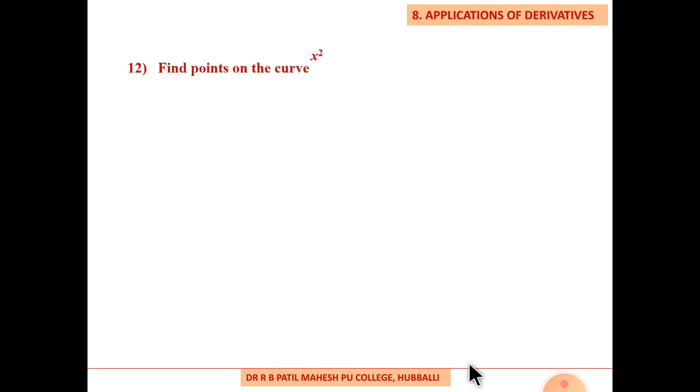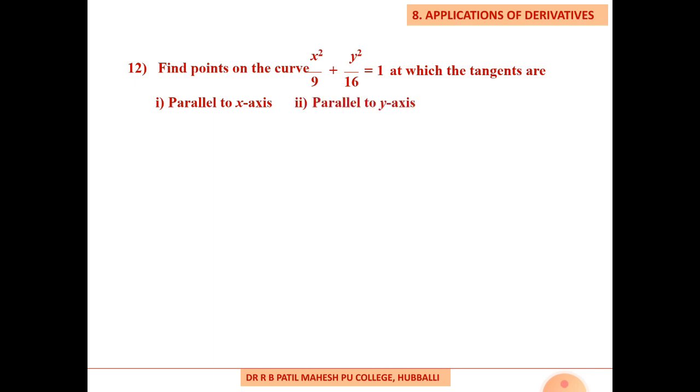Next, example number 12. Find points on the curve x square by 9 plus y square by 16 equal to 1 at which the tangents are parallel to x-axis and second one parallel to y-axis. So here find the points on this curve at which the tangents are parallel to x-axis and parallel to y-axis. So in this example, we first write down this given term x square by 9 plus y square by 16 equal to 1.